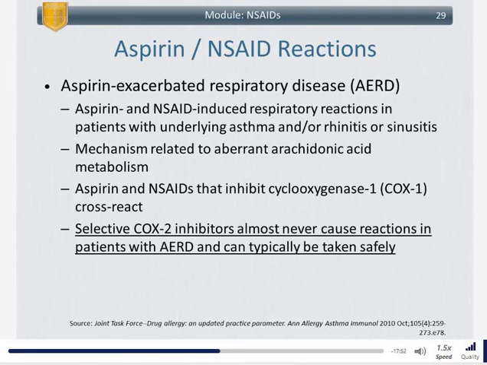Aspirin and NSAIDs that inhibit cyclooxygenase type 1 cross-react with each other. Both are potential problems for this. But COX-2 selective inhibitors almost never cause reactions in patients who have this problem. Typically, they can be taken safely.